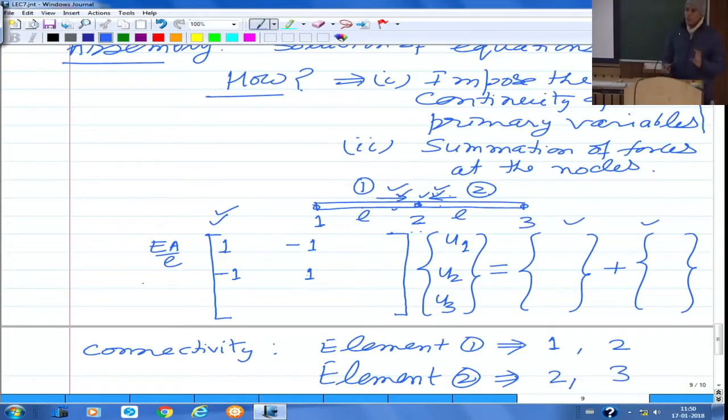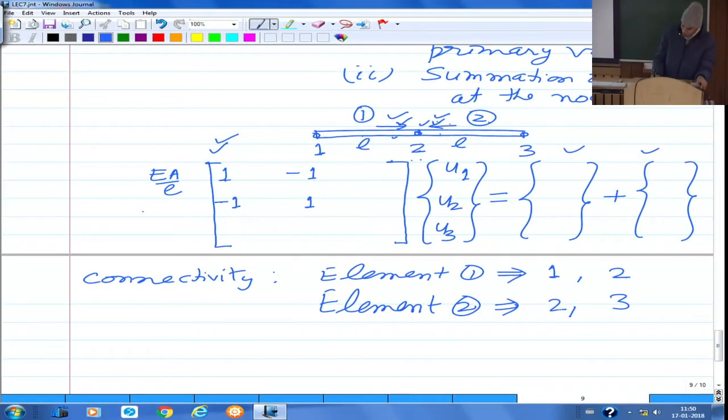So this is the contribution of the first element onto the global stiffness matrix. This we are going to define as the global stiffness matrix. Then now we will have to bring in the contribution of the second element. The second element is defined by the starting node, which is global node number 2, and the end node, which is global node number 3.